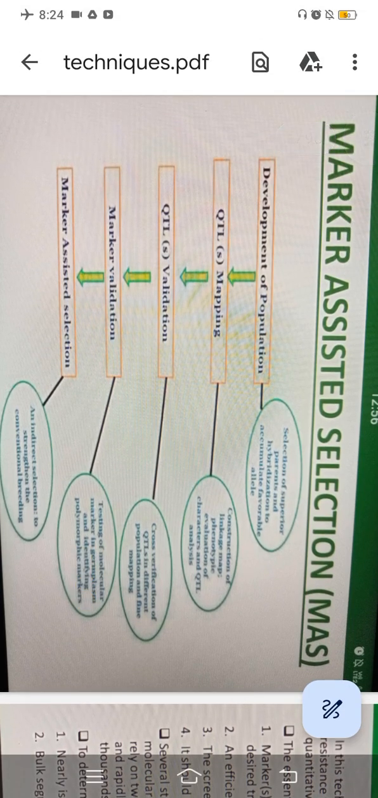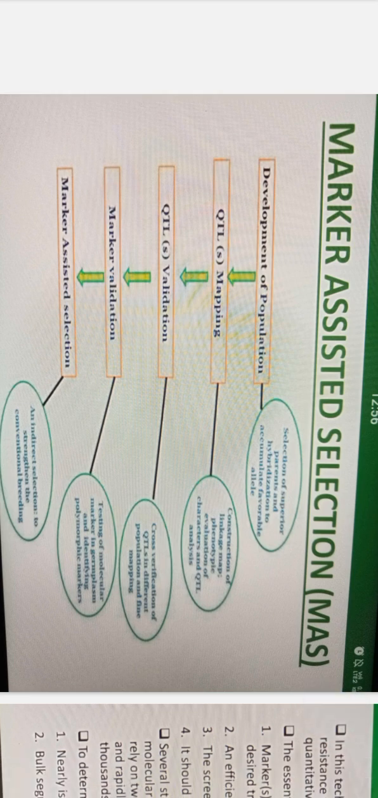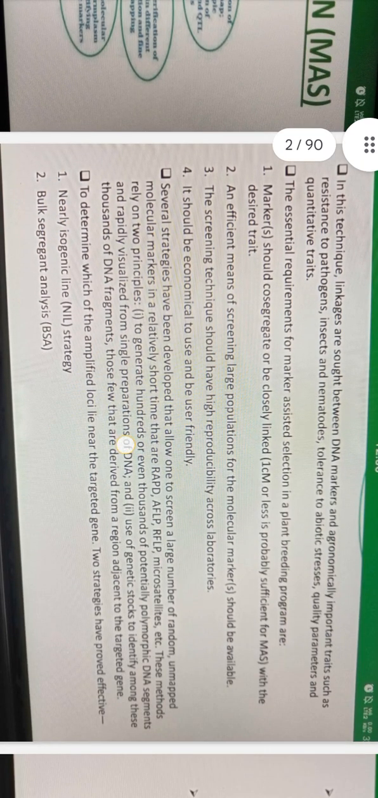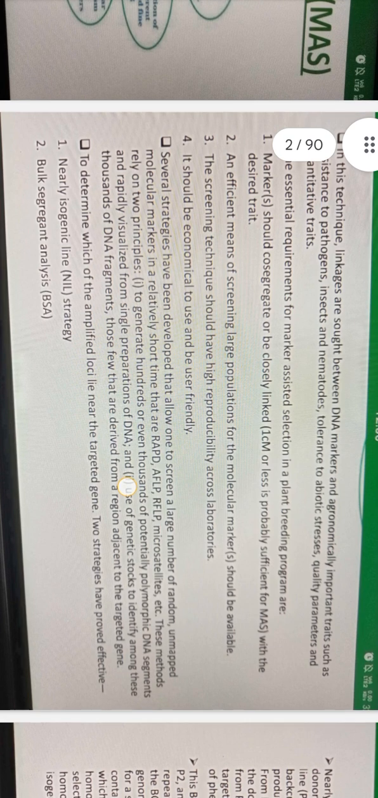Let's start. So first technique is marker assisted selection or MAS. So we will be development of population, QTLs mapping, QTLs validation, marker validation, and marker assisted selection. That's how we need to do this. So in this technique, linkages are sought between DNA markers and agronomically important traits such as resistance to pathogens, insects and nematodes, tolerance to abiotic stress, quality parameters, and quantitative traits.